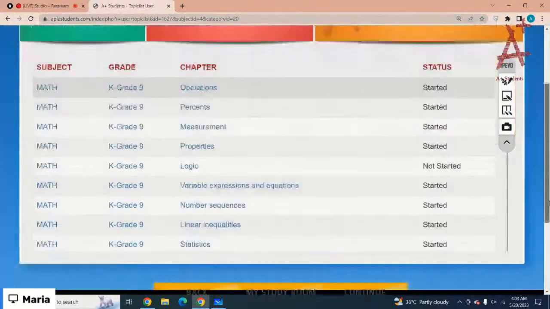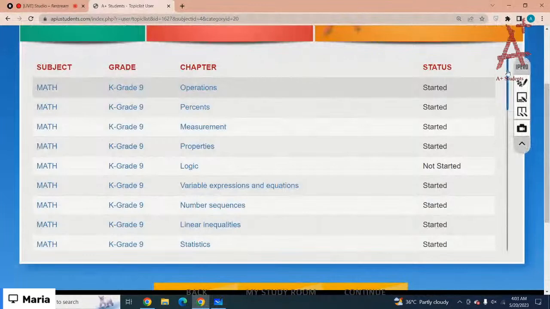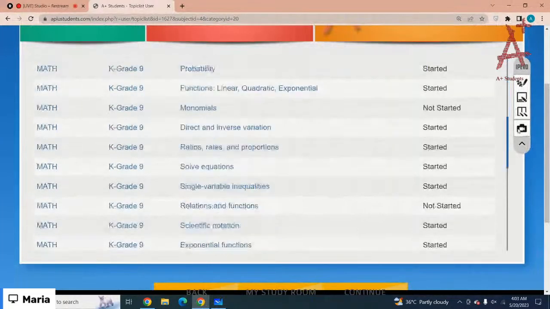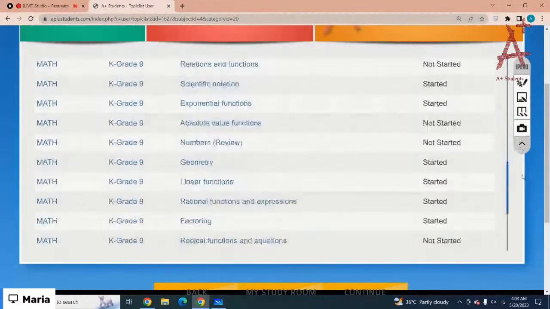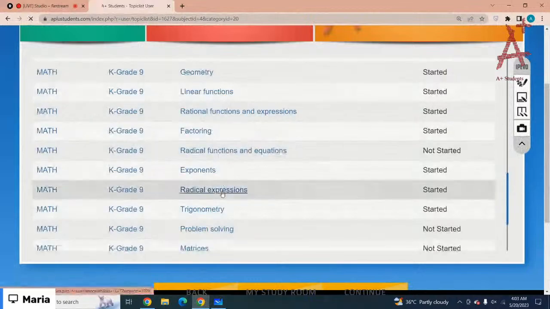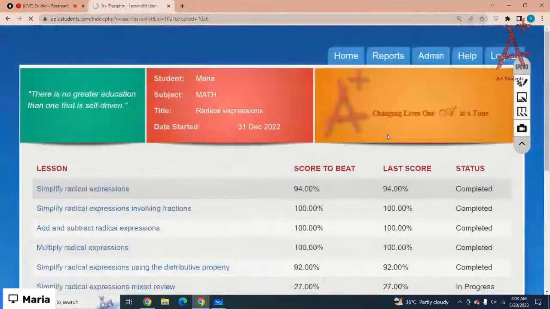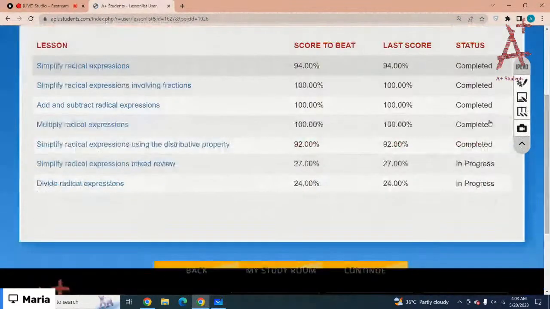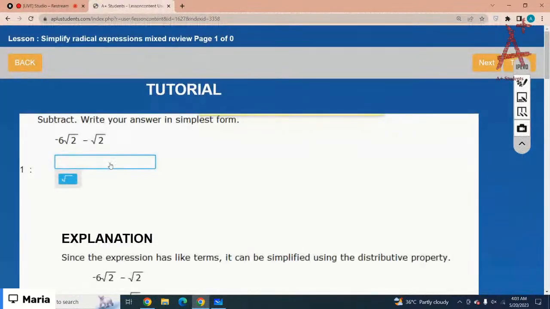Here I'm on grade 9 maths. Here is the chapter radical expressions. And here is the lesson simplify radical expressions mixed review.